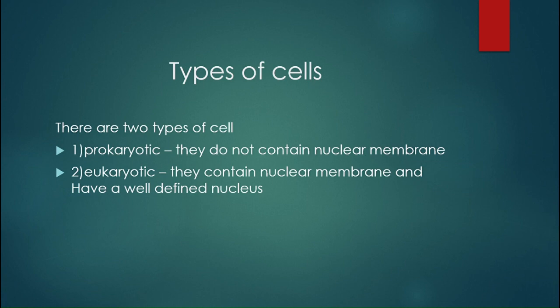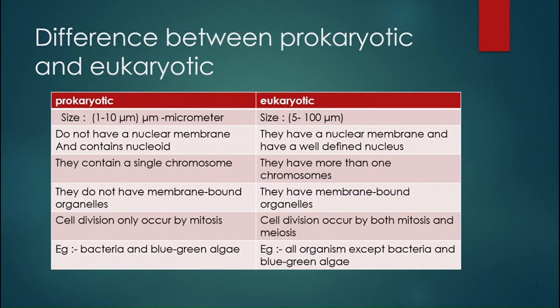Now, there are two types of cells. First are prokaryotic cells and then eukaryotic cells. Prokaryotic cells are those cells which do not have a nuclear membrane, and eukaryotic cells are those which have a nuclear membrane and a well-defined nucleus. Many times we are asked the question: write the difference between prokaryotic and eukaryotic cells.